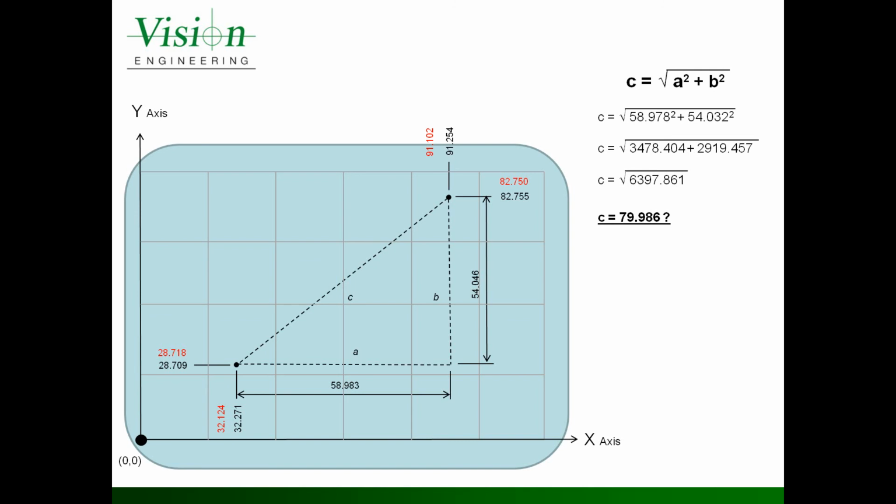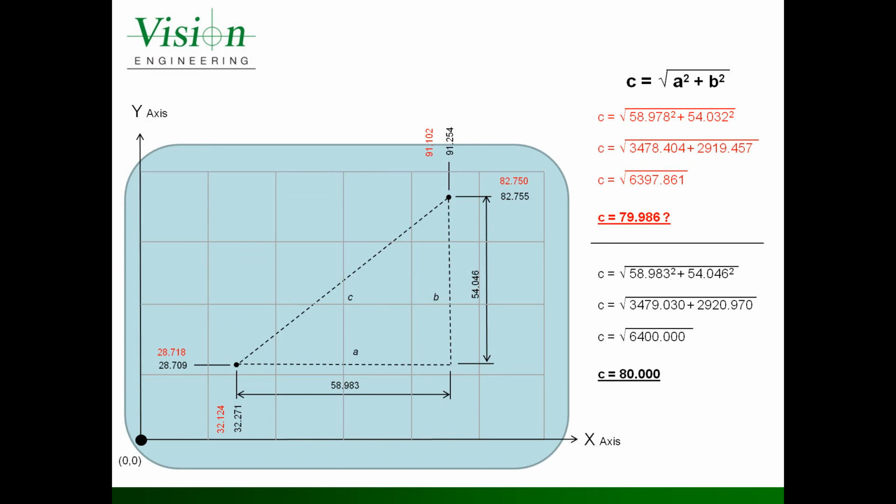C equals the square root of a squared plus b squared. So, in this case, c would now equal the square root of the x-axis of 58.983 squared plus the y-axis of 54.046 squared. C would then equal the square root of 6400, which equals 80 millimeters. Remember, 80 millimeters is the standard length we originally started out with. This is how nonlinear error compensation is applied in real-life scenarios.